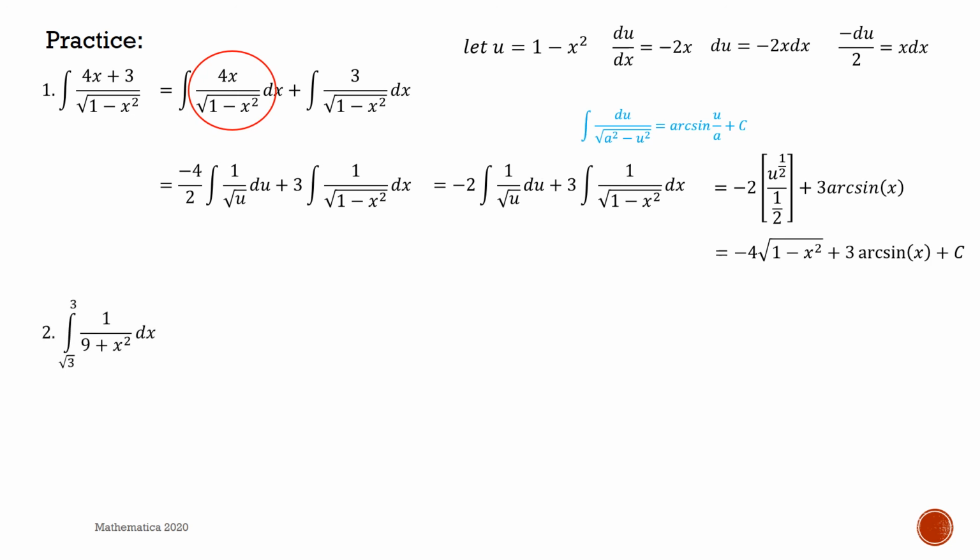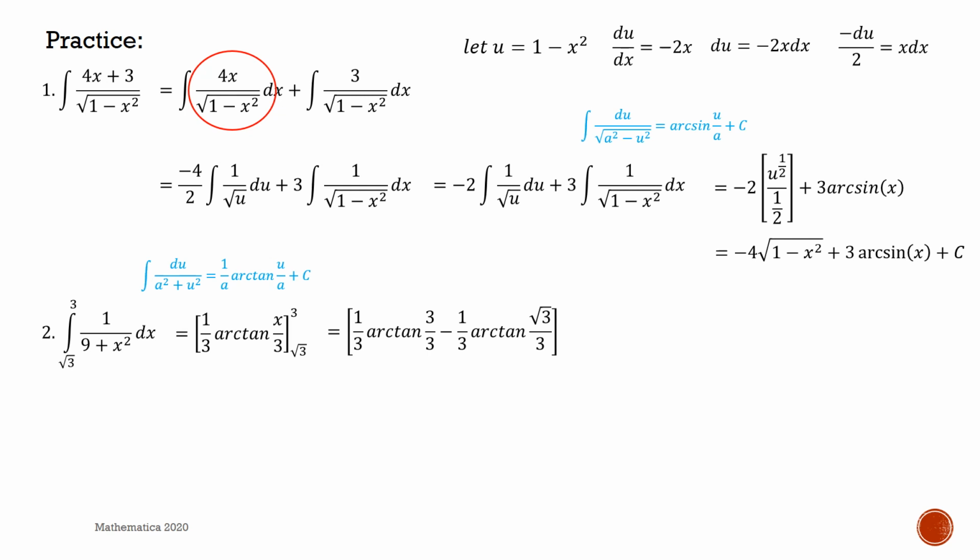The second example is a little bit different because we're going to evaluate this definite integral. We should notice that it fits this specific pattern, which is tan inverse. So we have 1 over 9 plus x squared. A would be 3, u would be x. I simply replace and now evaluate f of b minus f of a.